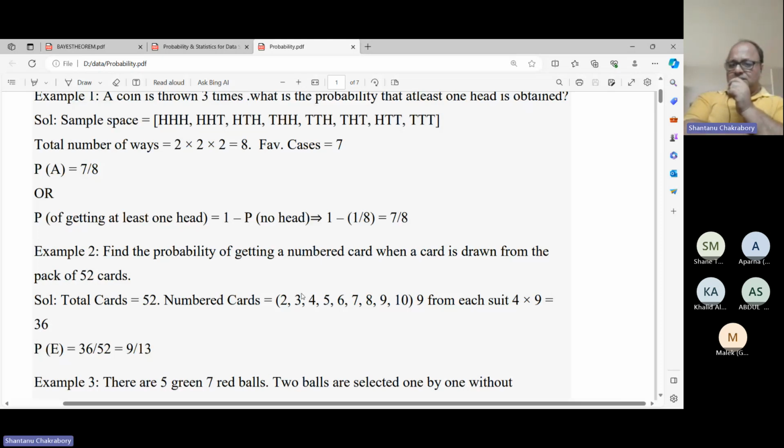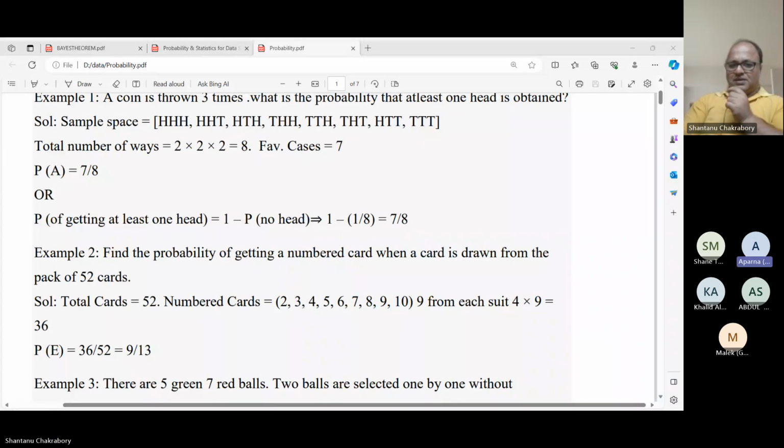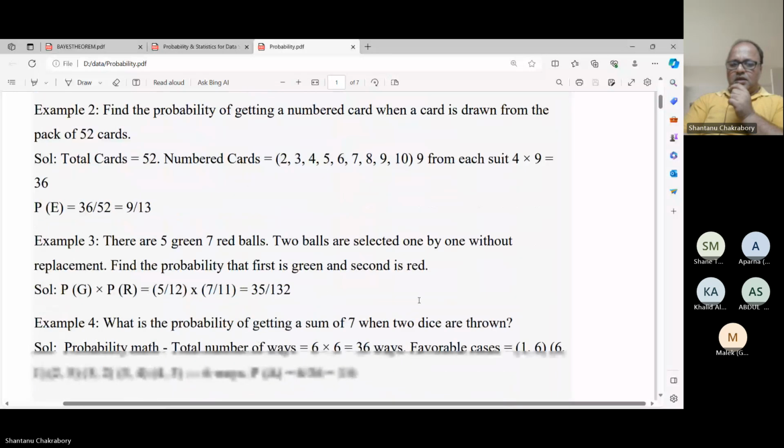Are we all clear on this particular probability that we are discussing now? Yes, sir. Got it. Are we all on the same page? Shall we go to the next one? Yes, I'm going to the next one.